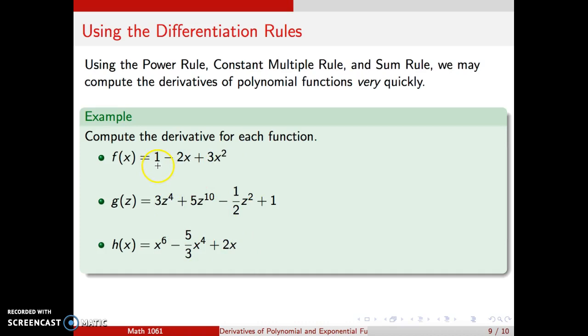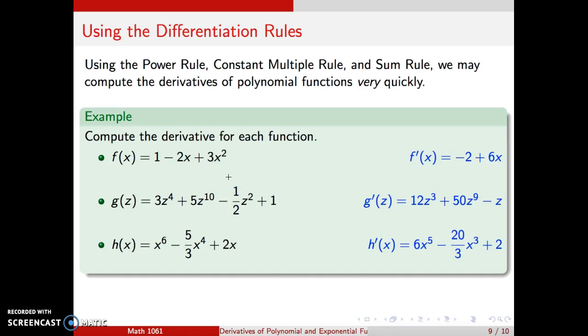The individual terms, I guess here we use the constant function rule, but the big rule is the power rule. And then we've got sums and differences and constant multiples. I'll save you the writing there, but if you look at this one, the derivative is a constant 0, the derivative of this is negative 2, 6x. Boom, got it right there.